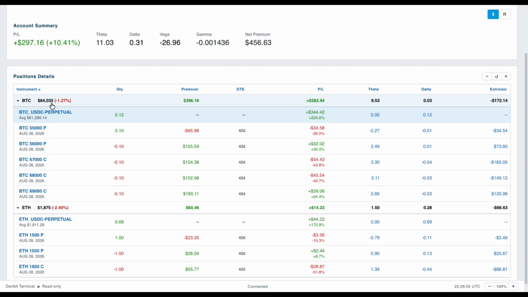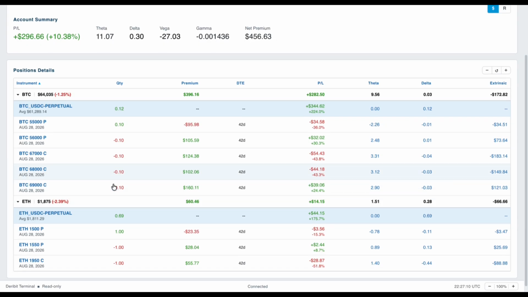Plus $200 or $500, something like that. Okay, so that is the size that I have here. If Bitcoin goes up, I'll be making a good amount of money as well. That's basically how it works. And the average price that I got in here is 61,200.